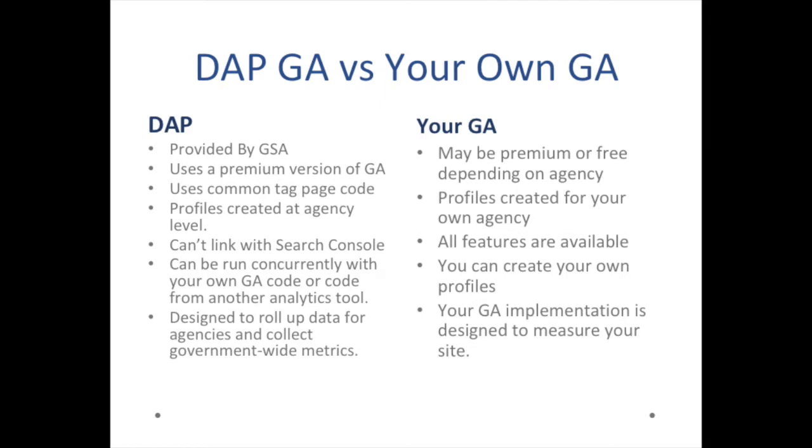DAP can be run concurrently with your own independently managed Google Analytics code or other analytics tool. So you can use a number of different tools all at the same time. DAP is really designed to roll up data for agencies and collect government-wide metrics. So your own independently managed Google Analytics account is really designed for just your own website. So your GA implementation is going to be different from the DAP implementation. With DAP, you get a lot of added benefits of auto tracking as well as government-wide views of data.